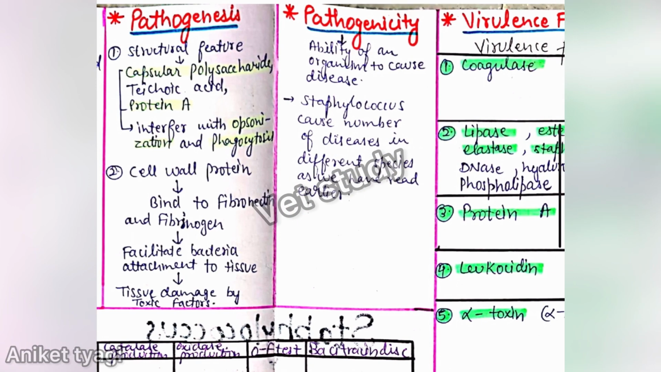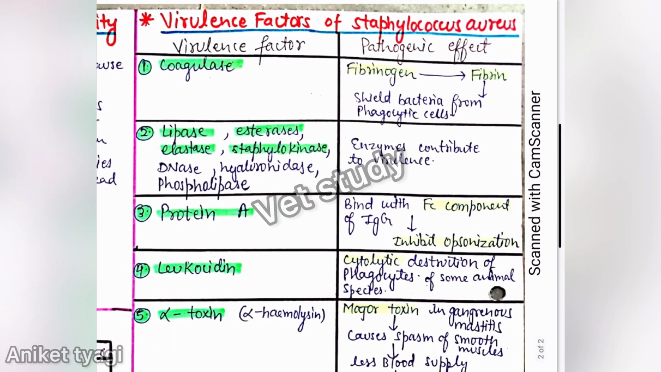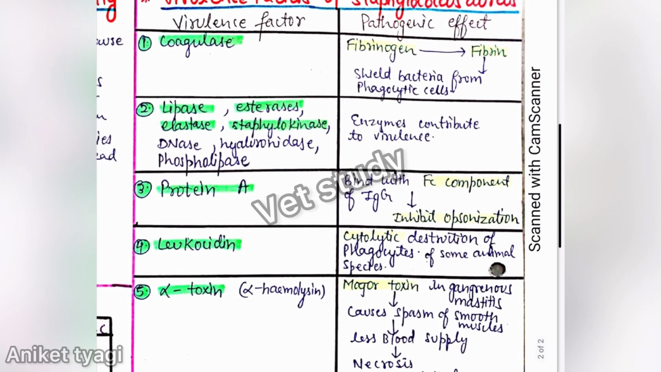So what is pathogenicity? Pathogenicity is the ability of an organism to cause disease. So you can say how pathogenic a pathogen is, its pathogenicity is the ability of that pathogen to cause disease. Okay, so Staphylococcus causes a number of diseases in different species, as we have read earlier also, right? Next, we have several virulence factors of Staphylococcus aureus, which are responsible for the virulence of these bacteria.